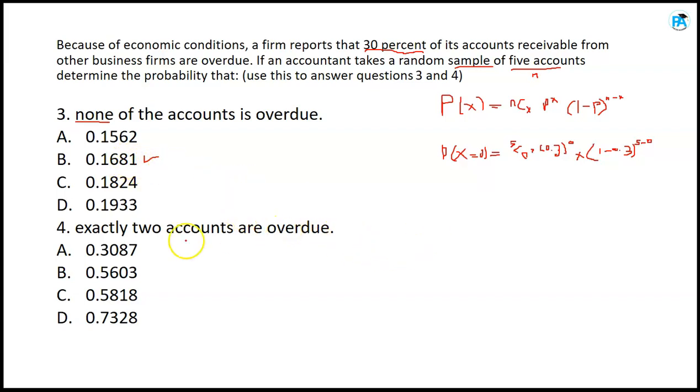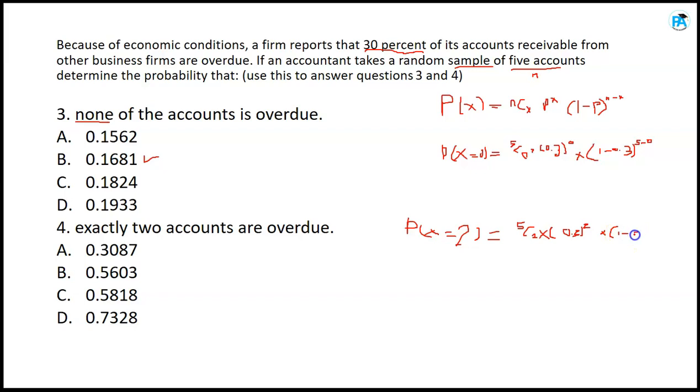Then question 4 says exactly 2 accounts are overdue. When we say exactly 2, it means S is exactly 2. So you solve it the same way. S is exactly 2 should be equal to 5 combination 2 times 0.3 exponent 2. You are using the formula, so our x is 2. So 0.3 exponent 2 times 1 minus 0.3, which is 0.7.